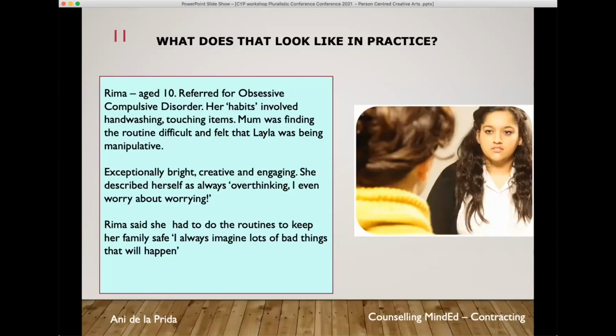So what does that look like in practice? I thought I would share here a case study. Obviously I've anonymised, so the person's not recognisable. But Rima was referred to me, came to me privately for OCD. And she called them her habits, and these were around hand washing and touching items. And Mum was finding the routine very difficult, and it was getting longer and longer. And so Layla was saying, I can't go to sleep, and would stay out for hours with this routine of touching and washing. And if it had gone wrong, she'd have to start again from the beginning. And it was pushing 2 hours some nights.